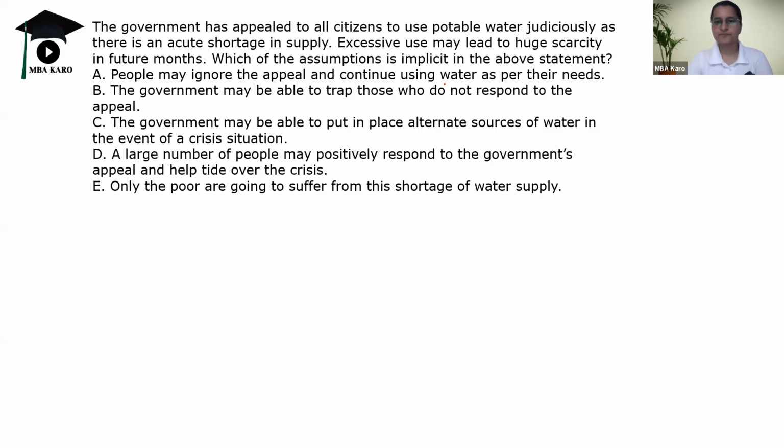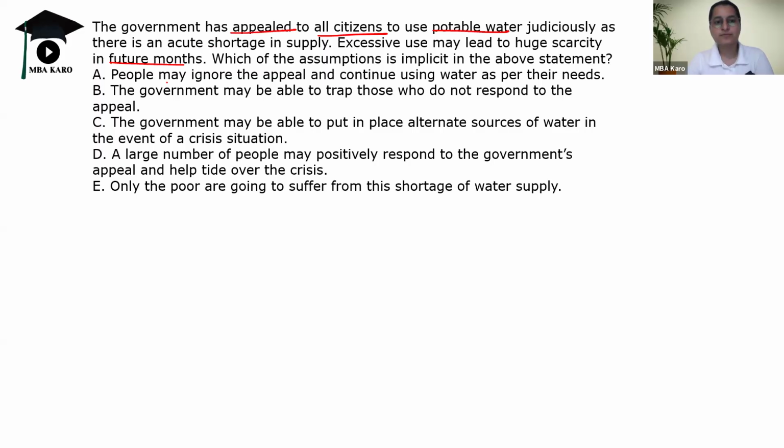Very nice. Correct. Now, our statement is, the government has appealed to all citizens to use potable water, that is drinking water, judiciously. Why? Because there is an acute shortage in supply. Excessive use may lead to huge scarcity in future months. Now, which of the assumptions is implicit? Why has the government made this statement, or why has the government appealed to all the citizens?